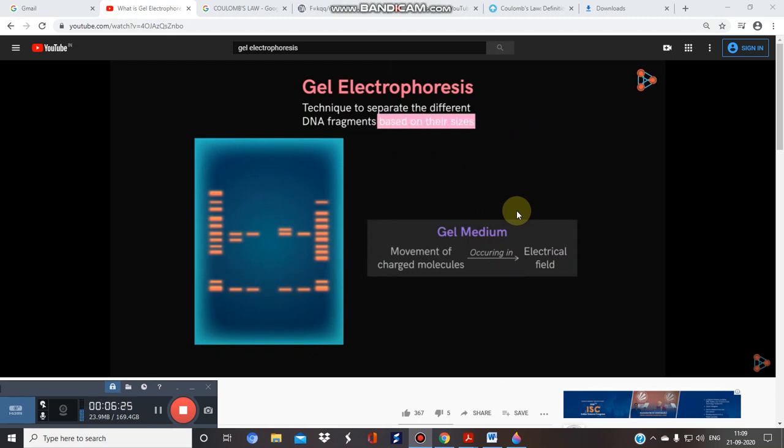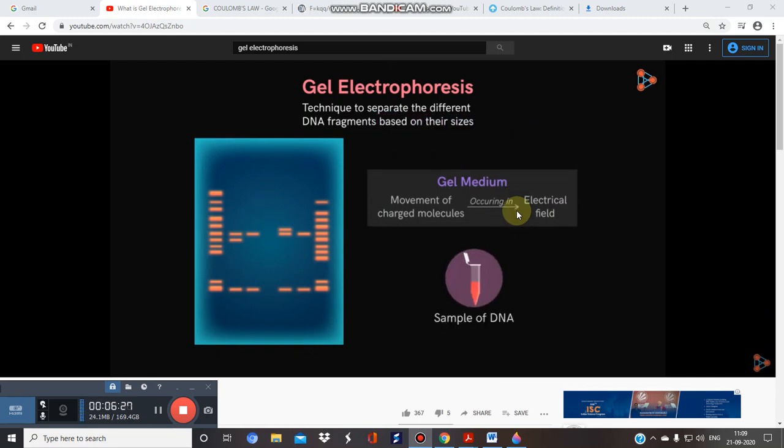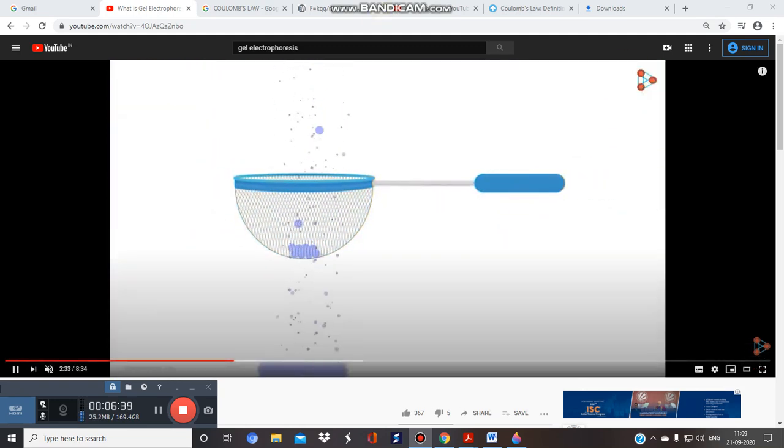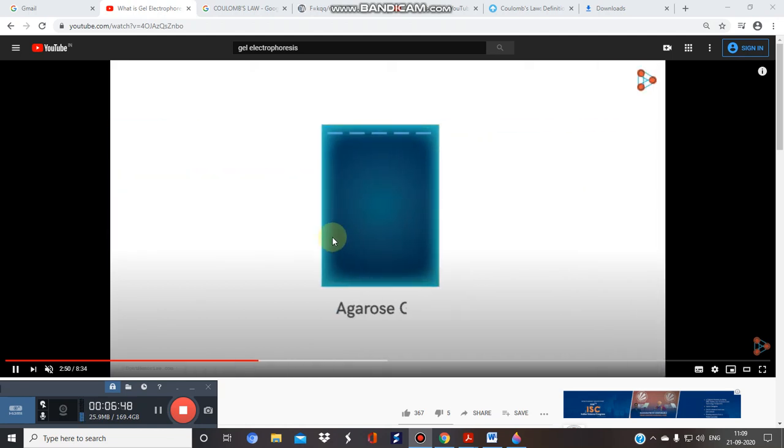Now the next step, yes, it is based upon the size, and the sample of the DNA contains different fragments of the DNA, that is, small molecules or larger ones. Okay, so what happens? Suppose this is an example of a sieve. Suppose a different mixture of particles is passed through a sieve. Only a particular size of the sample will get trapped here.